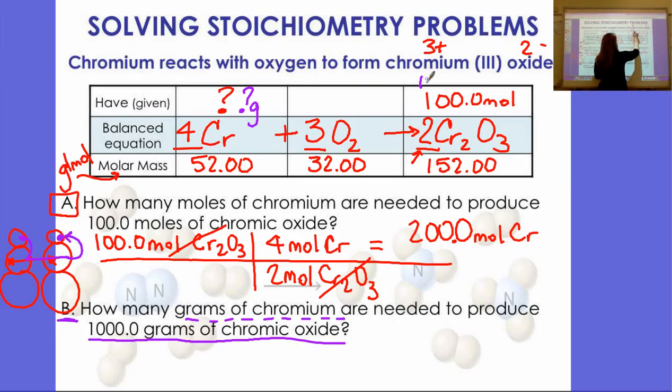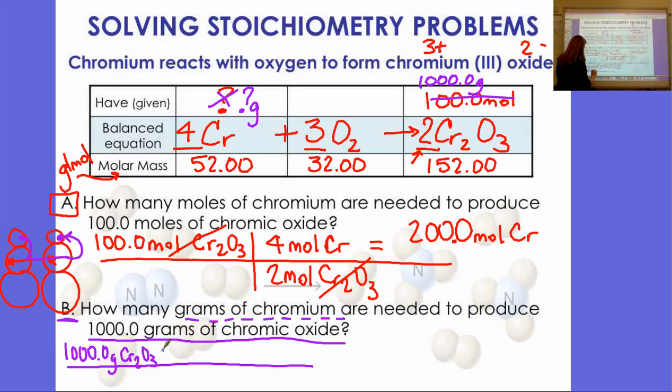Where do I start? I have 1,000 grams, my last one, and I want to go grams to grams. Still always start with what you're given. 1,000 grams of chromic oxide. First step is convert grams to moles. What number do I need down here? The 152, because my grams have to cancel, and there's 152 grams in 1 mole of chromic oxide. Now I'm in moles. I'm over here.